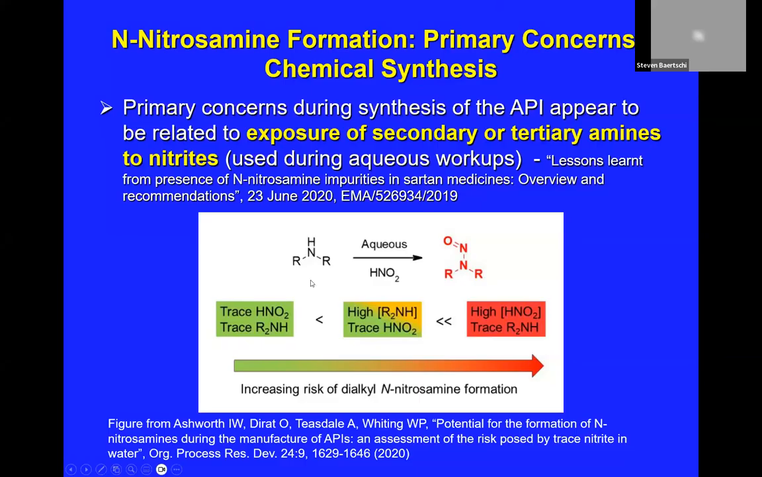synthetic processes, and this nice paper from Ashworth et al. describes the biggest risk is in this synthetic process. If you have a high level of nitrite and a trace level of, say, for example, a secondary amine, that's the biggest risk of formation of an N-nitroso compound. Much less risk is when you have a high amine concentration with a trace nitrite concentration. And the least risk is when you have a trace of both nitrite and the amine.